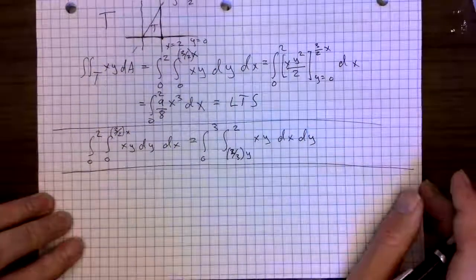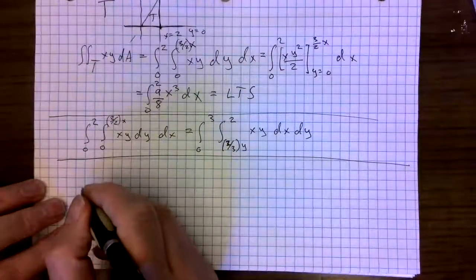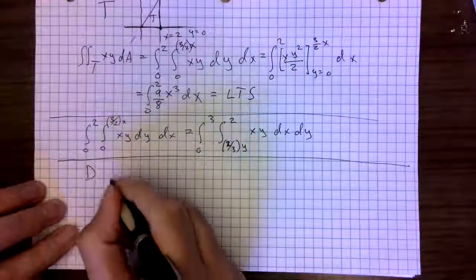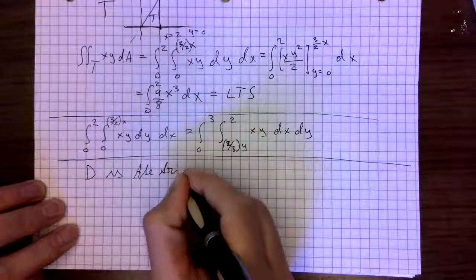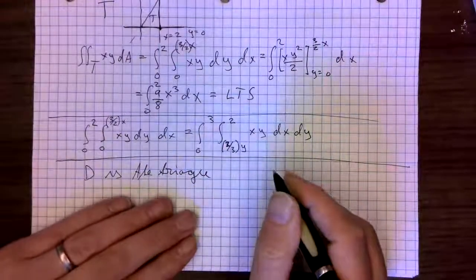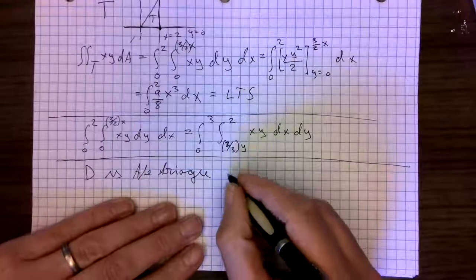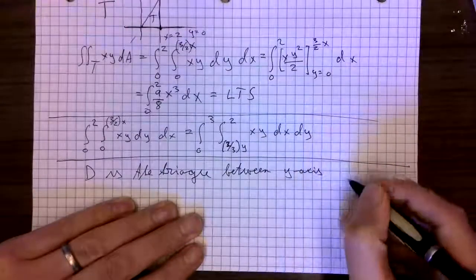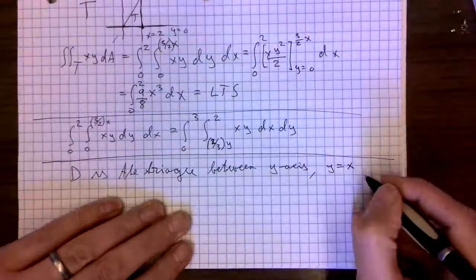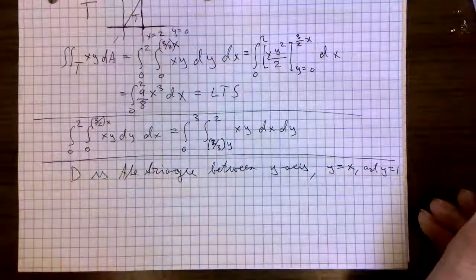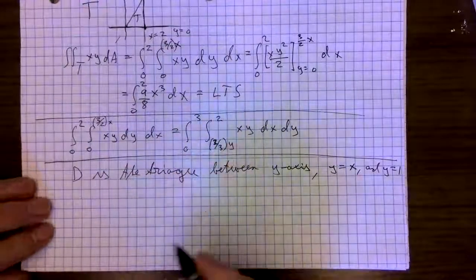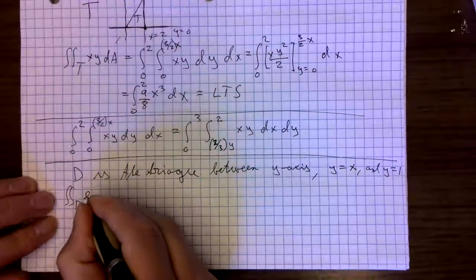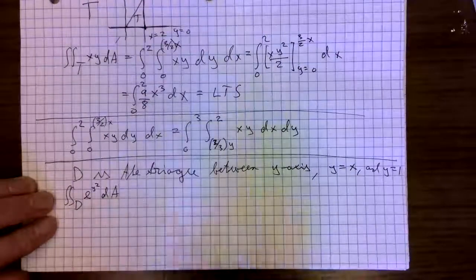So let's do an example of this. Suppose that, I'll do something very simple. Let's call it something different than T. Okay, let's call it D. D is the triangle between the y-axis, y equals x, and y equals 1. And you want to evaluate the integral over D of e to the y squared dA.